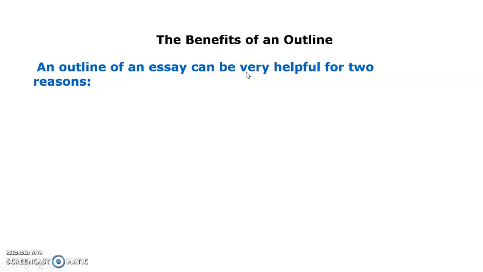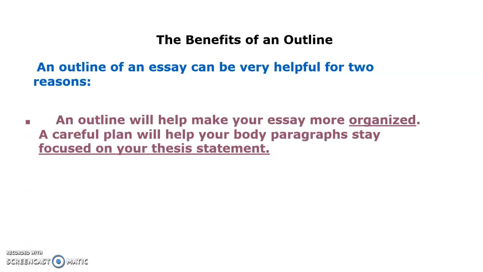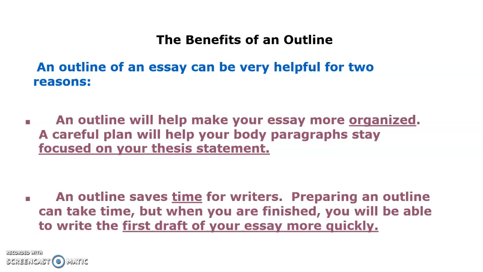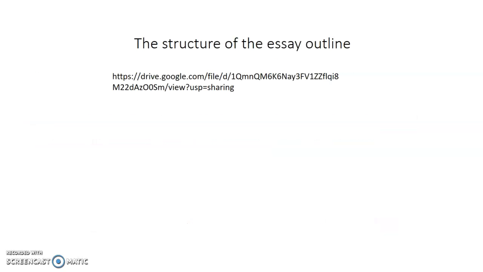So let's talk about the benefits of an outline. It can be helpful in two ways. The first one is that an outline will help make your essay more organized. Remember, we talked about unity in our previous sessions. So if you create an outline and follow it carefully, then your paragraphs will maintain unity. There won't be any irrelevant sentence out there. And secondly, it saves time. Yes, preparing an outline may take some time, but when you're finished, you'll be able to write the first draft of your essay more quickly than without an outline.